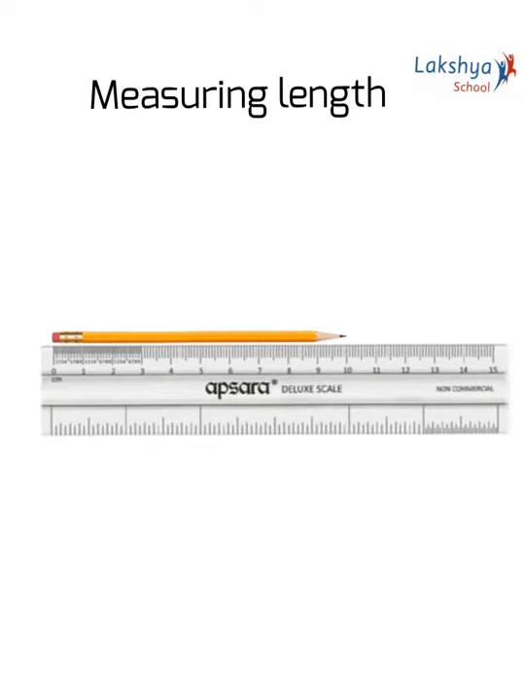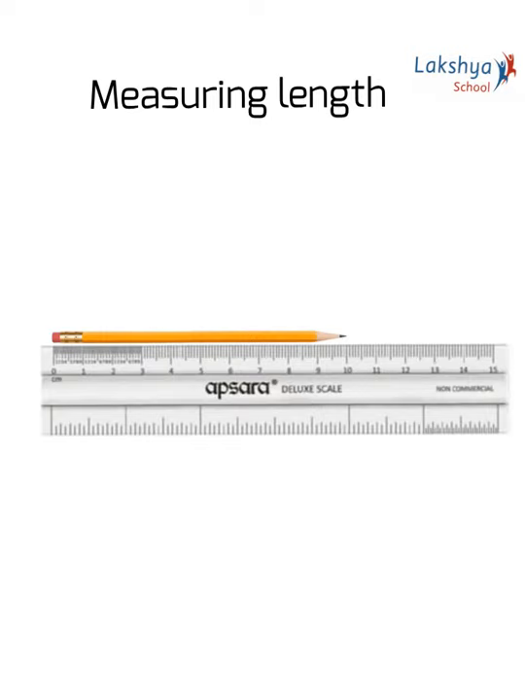Length is measured using the units centimeter and millimeter. Centimeter is the marking over here. 1, 2, 3. These are 1 centimeter, 2 centimeter, 3 centimeter, etc. These small divisions are all called millimeter.